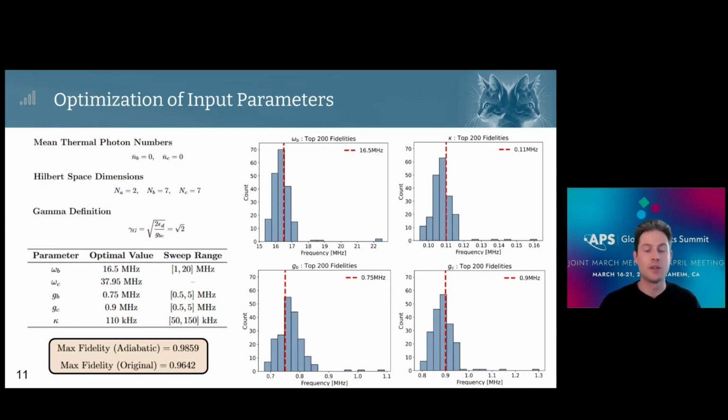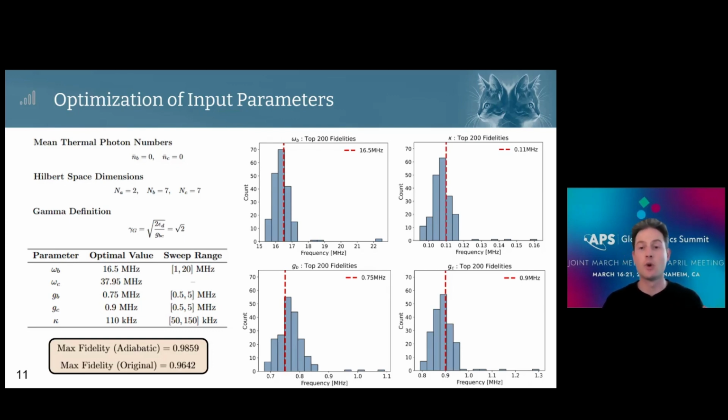Then we want to describe the loss of photons from our cavity, kappa, and then the coupling strengths, GB and GC. So when we sweep through these parameters, we did over 1,500 trials using Bayesian optimization in order to understand the best states for optimizing our original fidelity. We found that these histograms occurred. So these histograms show the highest counts for different frequencies for each of our parameters.